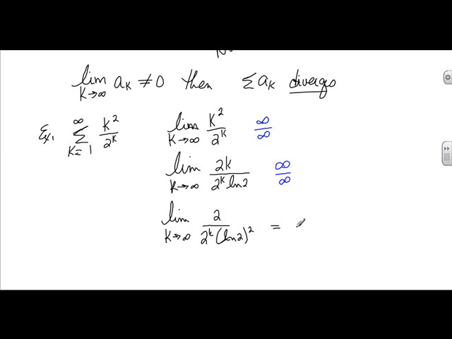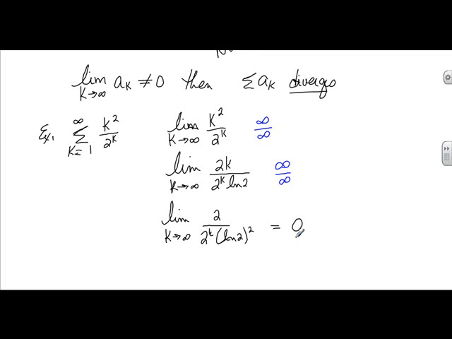So this is an example where our test is inconclusive. Because our limit does equal 0, we don't know anything for sure. What we know for sure is that this test doesn't help us. So you'd have to do something else.